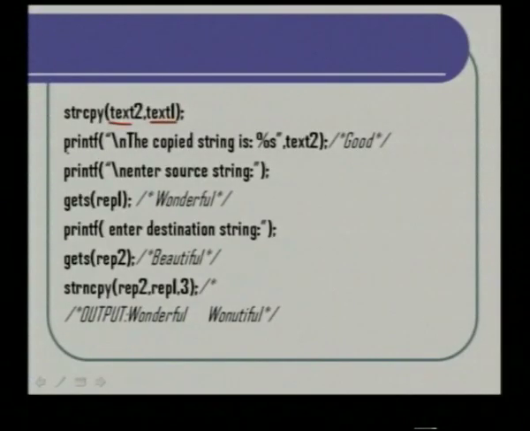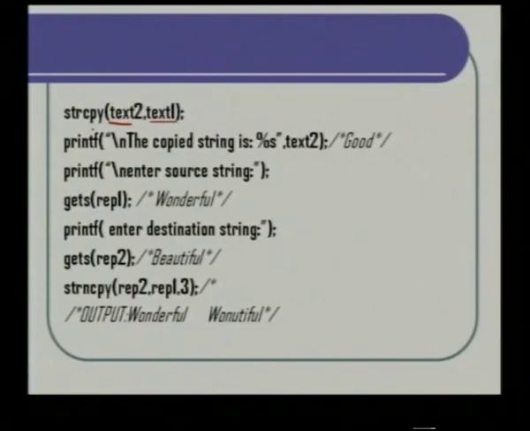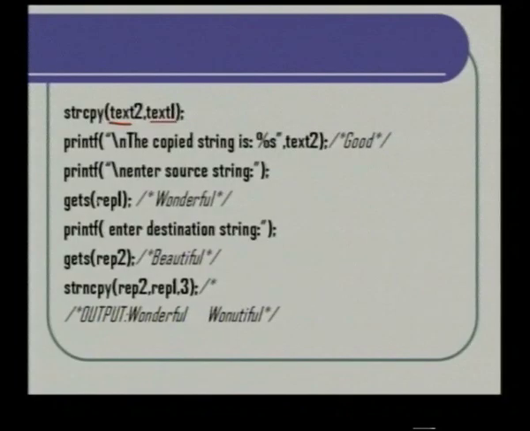So for that reason I should display text 2 and see whether it is the same as text 1. For that I am using printf, the copied string is %s, text 2. This should print good as the output, only then what we have done is correct. Here also I am not doing anything, I am simply using the string copy function and copying 2 strings.